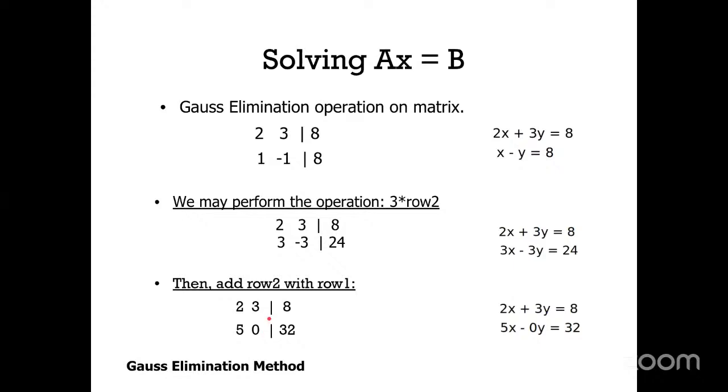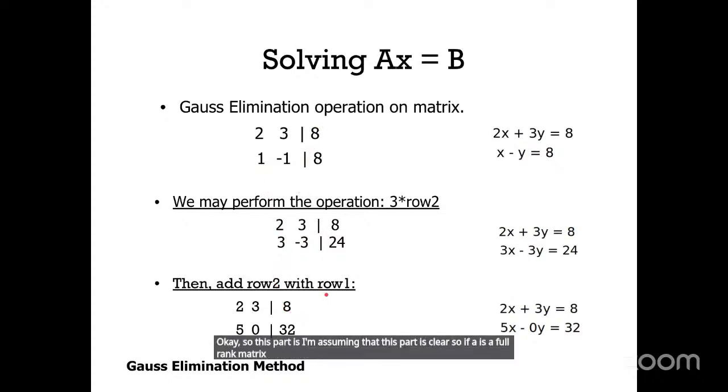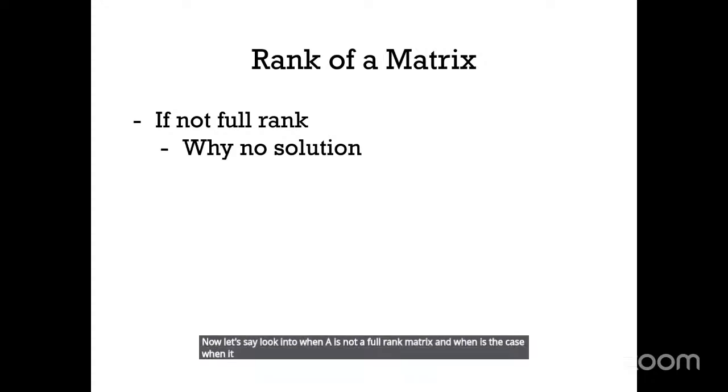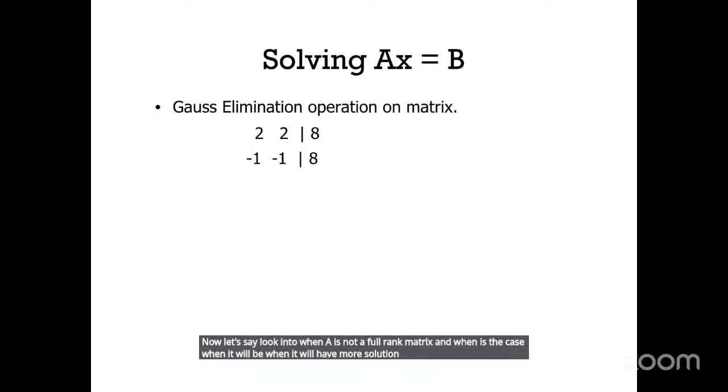Okay, so this part, I'm assuming, is clear. If A is a full rank matrix, there will always be a unique solution. Now let's look into when A is not a full rank matrix, and when it will have no solution. Can someone see this matrix? How many solutions does this matrix have?